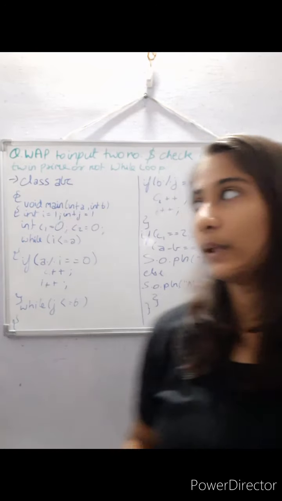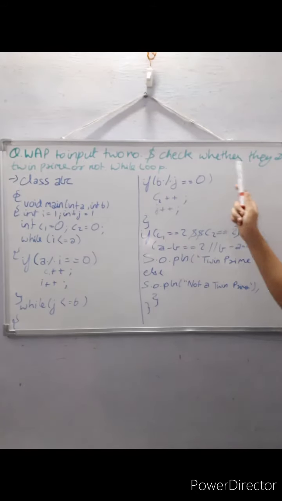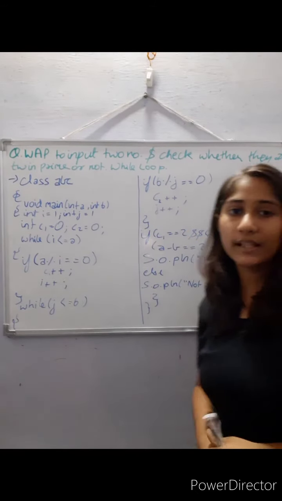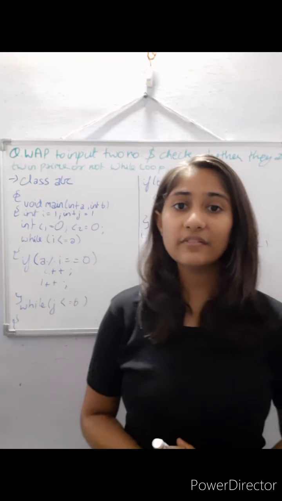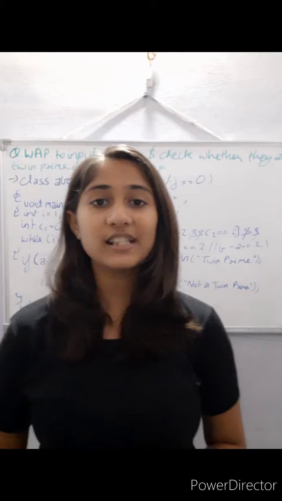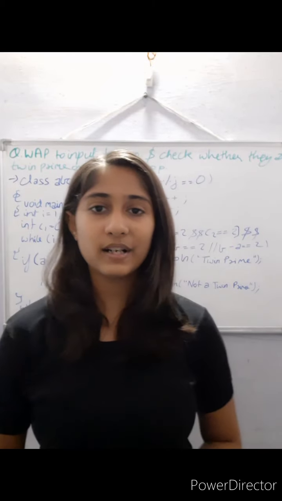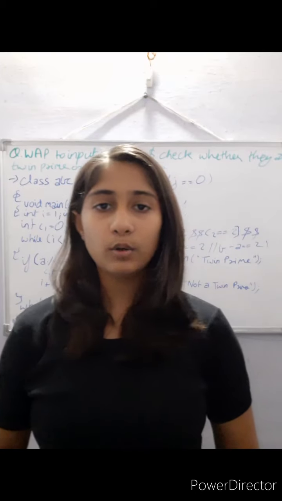So in today's video we are going to study the program: WAP to input two numbers and check whether they are twin prime or not using while loop. Firstly we should know what a twin prime is, and for that we should study prime. A prime number is a number which is divisible by 1 and the number itself. So if we count the number of divisors, we get the count 2.